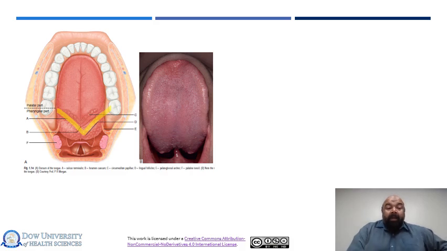circumvallate papillae. Now, these circumvallate papillae have salivary glands within them, and these salivary glands are known as glands of von Ebner, which are serous in nature, and they secrete serous saliva.